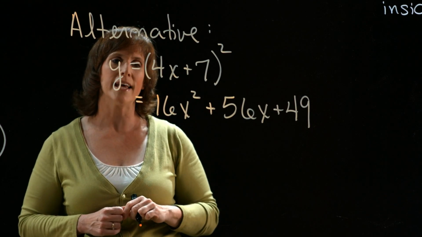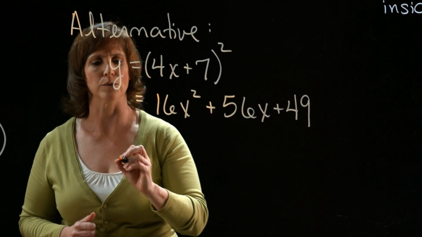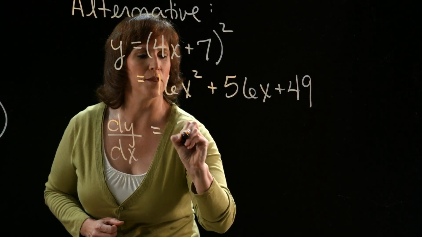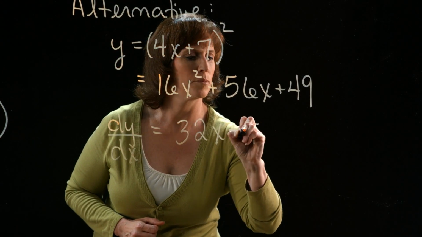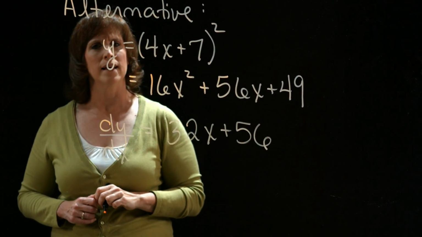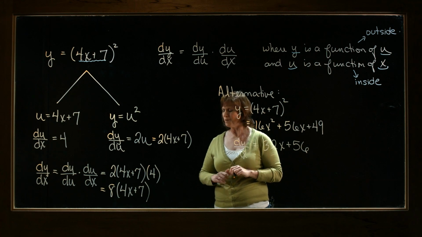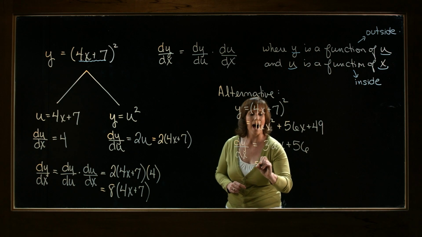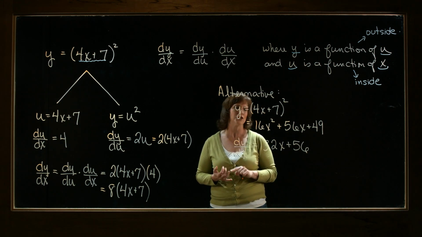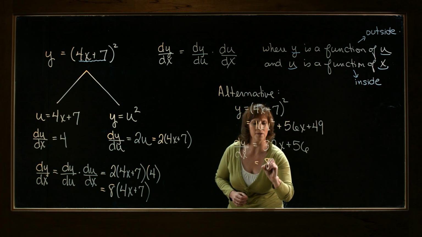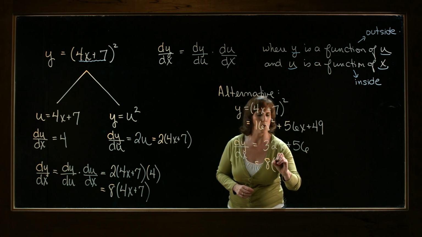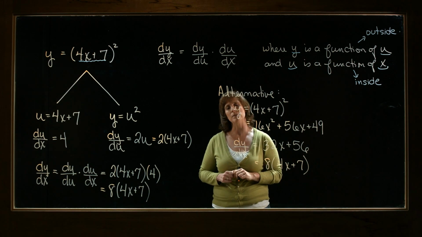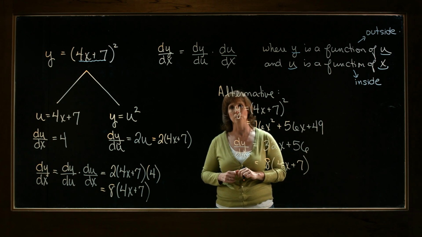Now, I can go ahead and take the derivative and I can just use my basic rules. So dy/dx is going to be 32x plus 56. Now let's see, did I get the same answer? Well, it doesn't quite look the same, but I noticed that I can factor an 8 out of both 32 and 56. And when I do that, I have 8 times the quantity 4x plus 7. And it's exactly the same thing that I got using the chain rule.